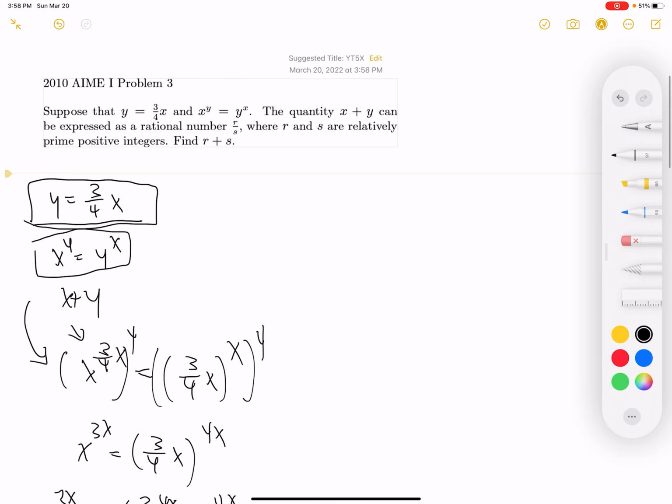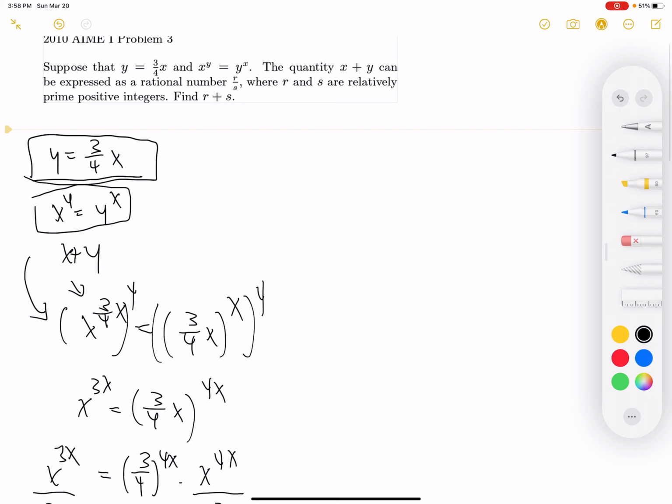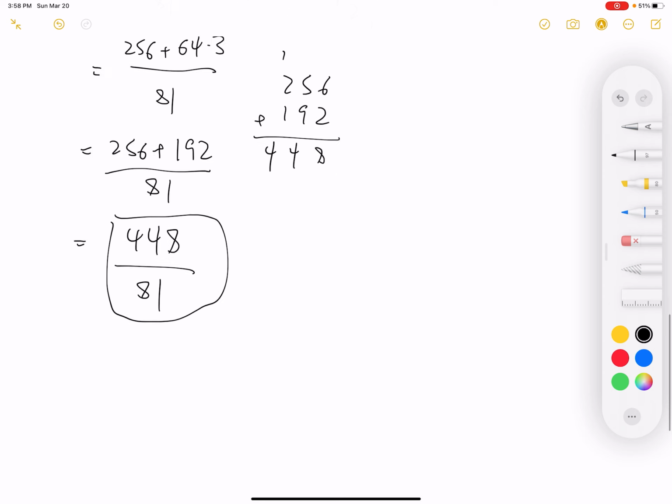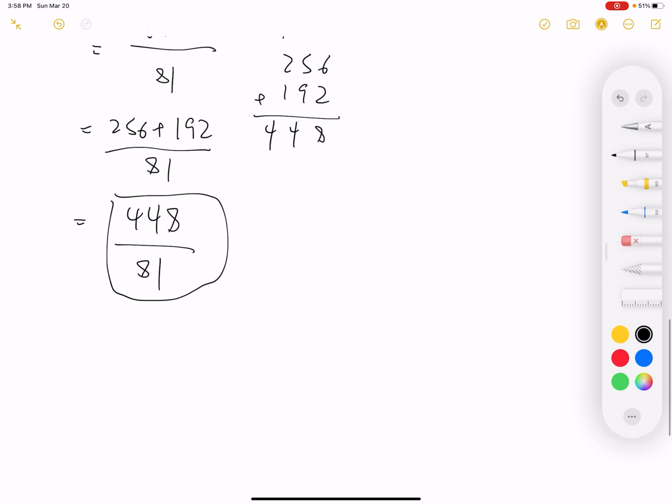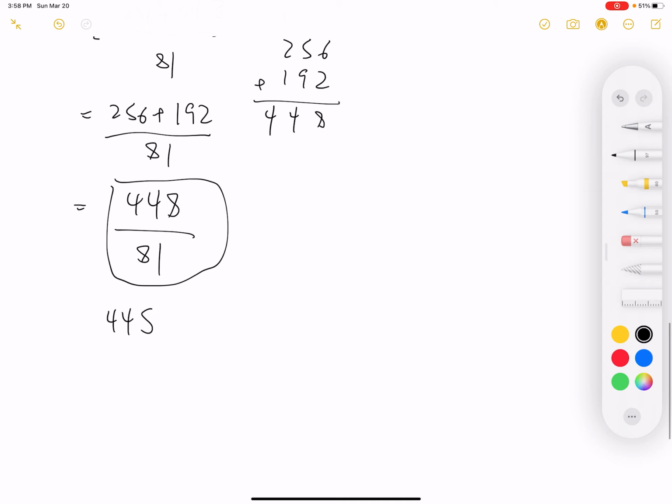However, remember the question is asking for the numerator plus the denominator. So simply typing in this answer would be incorrect. And try not to lose points on these, because these are pretty dumb mistakes. So it's asking us for the numerator plus the denominator, and that is 448 plus 81, which is simply 529. And our final answer is 529.